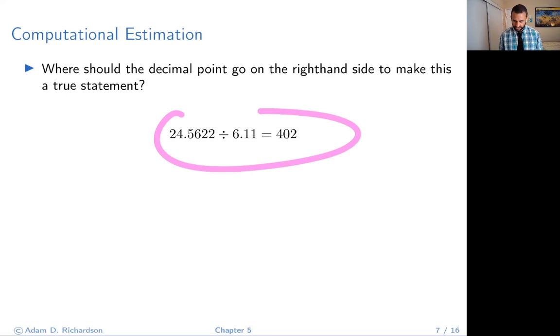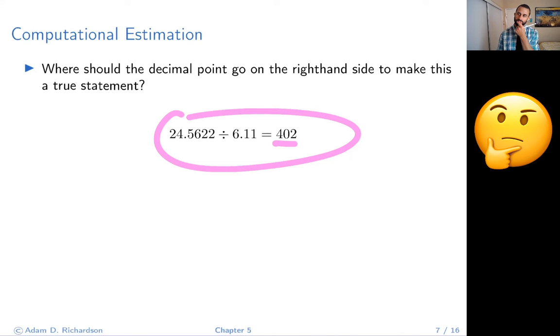In this problem right here, where should the decimal point go on the right-hand side to make this a true statement? Where would I put the decimal point?